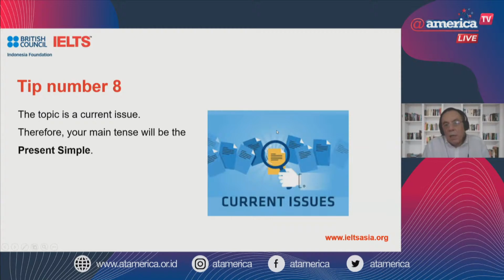Tip number 8. It's always going to be a current issue. They're not going to be talking about some situation in the past, it's going to be a now issue. So that makes things easier for you. Your main tense will be the present simple. So stay in the present simple. That's your default. Don't forget the S when it's needed.